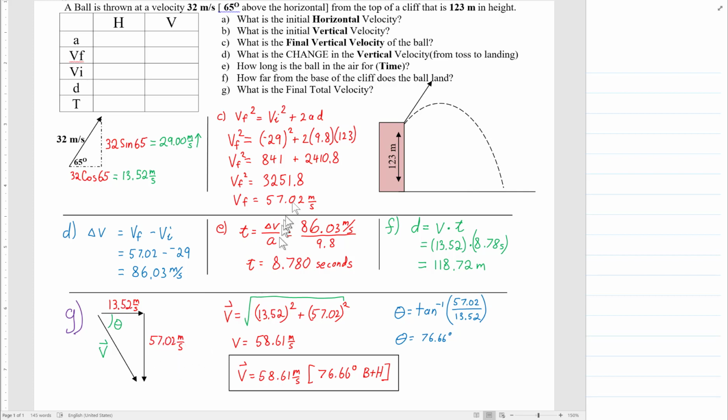Remember, take the 57, the C answer, and the final velocity, not the change in velocity. 57 and 13 is the horizontal. Then you square them both, add the squares together and square root. And then the inverse tan, the y over the x. Always the y over the x, because then you get the angle below the horizontal. So it's always the y over the x. And there's your answer, 58.61 meters per second.